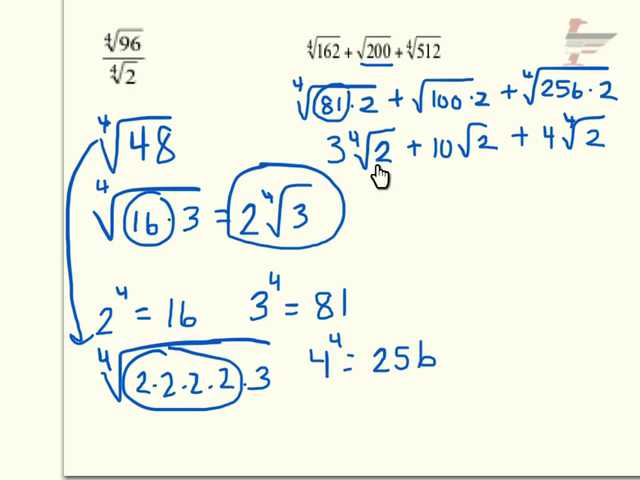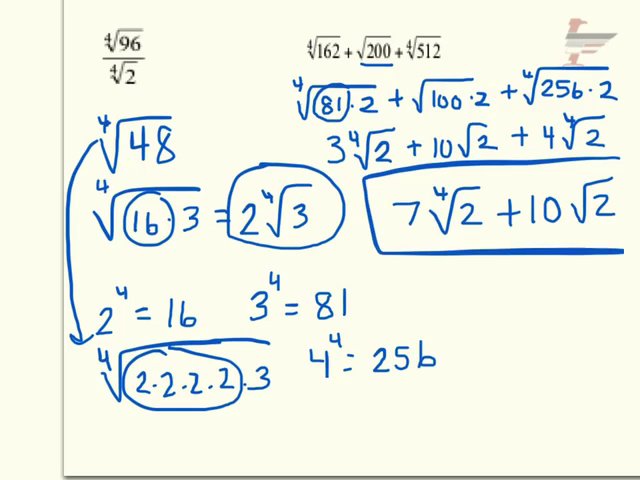So now, since I have the fourth root of 2 and the fourth root of 2, I can add 3 of those plus 4 of those would be 7 of those fourth roots of 2. And then the 10 square root of 2 is not a like radical, so that's as far as I can take it.